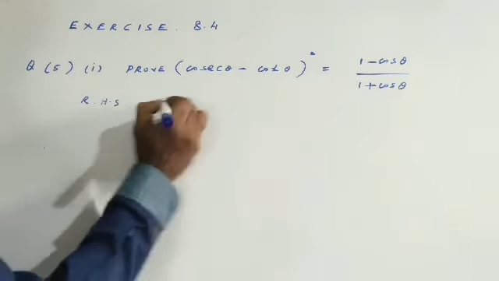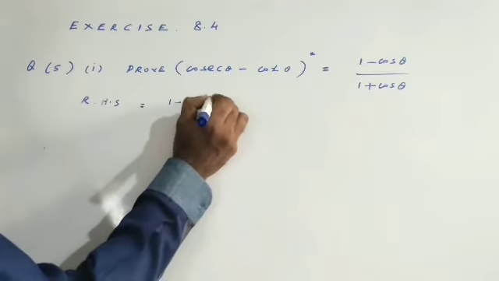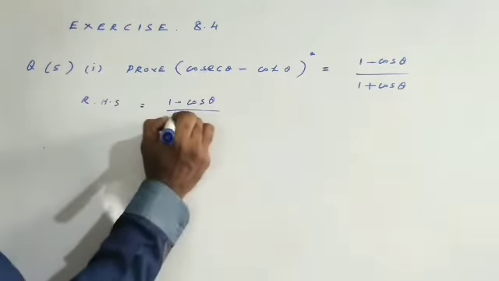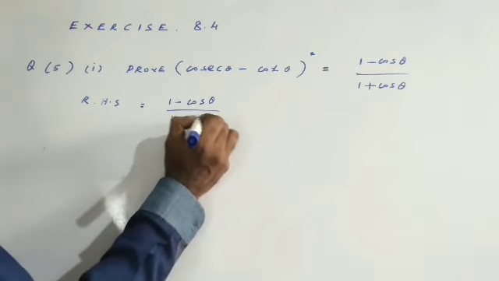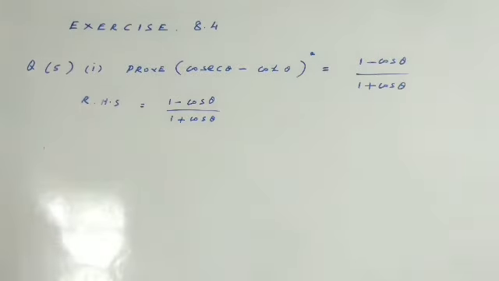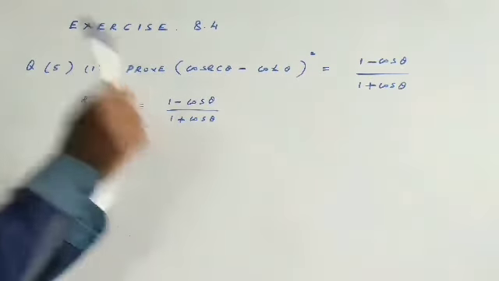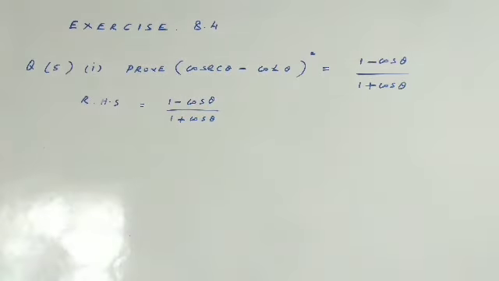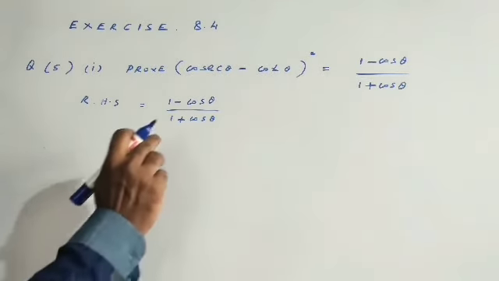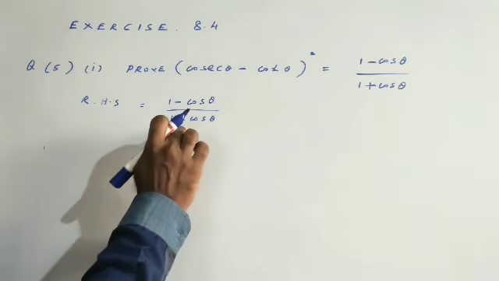Now RHS: 1 minus cos theta divided by 1 plus cos theta. Now just multiply the numerator and the denominator by its conjugate, and you will get the solution. Conjugate is nothing but just changing the sign of the center term.